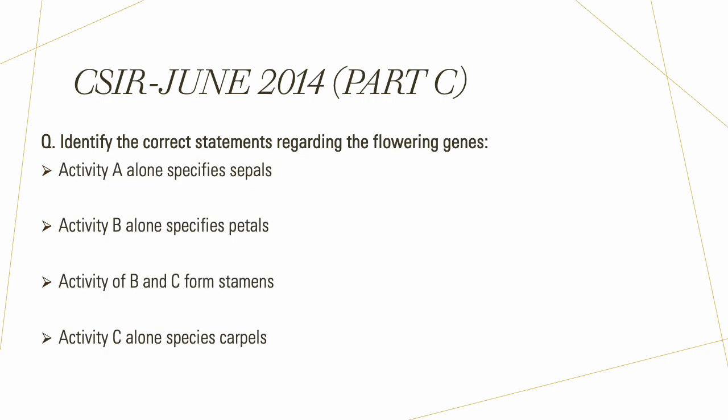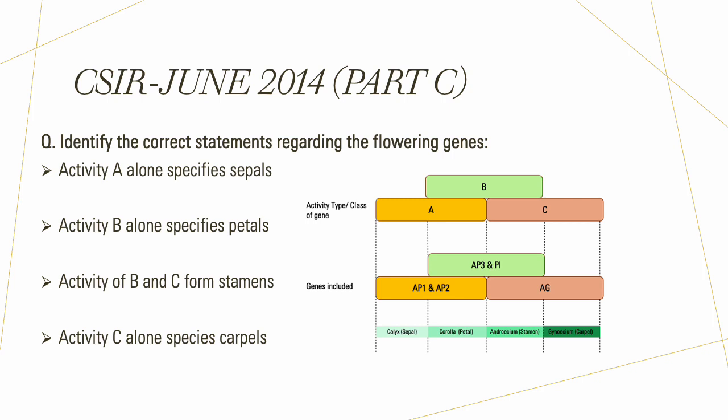Moving ahead, June 2014 part C question. Identify the correct statement regarding flowering genes. Once again, we have to look at the correct answer. This can be solved from the figure which I taught you. So activity A alone specifies sepals. This is correct.